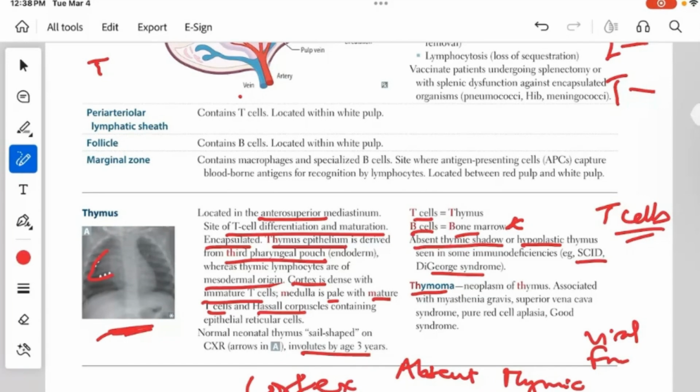But DiGeorge is different because it involves both the third and fourth pharyngeal pouches. So the parathyroid gland will be affected in DiGeorge syndrome, but not SCID. The pituitary gland is affected in DiGeorge, but not the SCID.